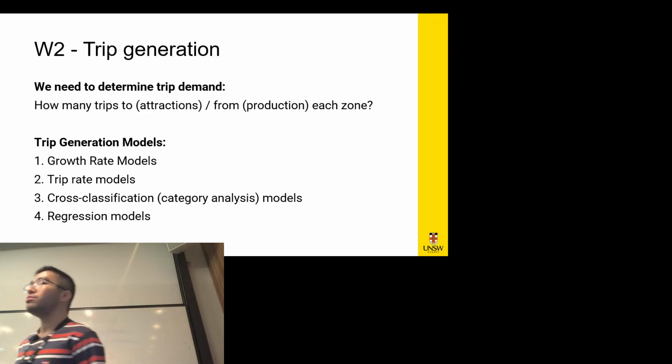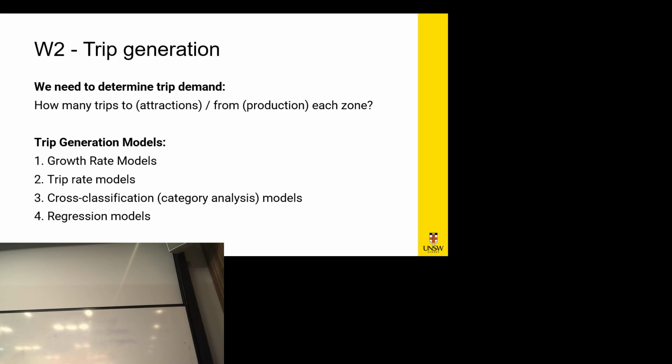So how many trips to and from each zone? So how many trips to? That's called attractions. Okay. And how many trips from each zone? That's called production. So if from one zone, let's say zone A, I need to produce trips. How many trips am I producing out of zone A? So that's production. Okay. And I got another zone B. How many people are going to B? So that's attracting me. Zone B is attracting X amount of trips.